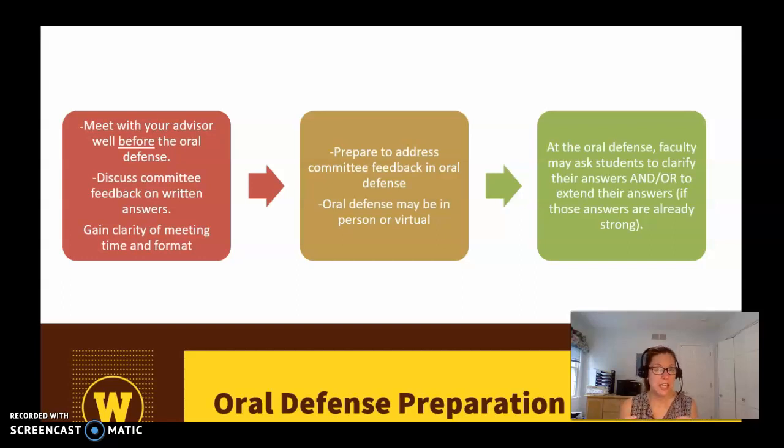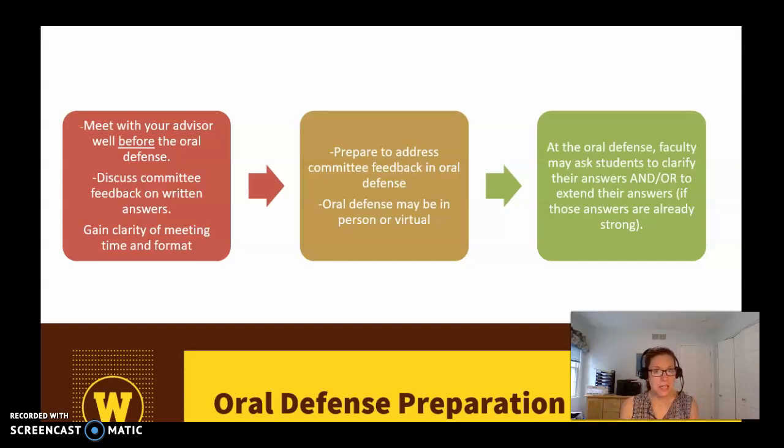You are able to take notes about the feedback that your advisor is communicating, not only from their perspective, but also from the committee members. And this is an opportunity for you to find out if there was anything you missed. Was there an omission? Does something in your answer need clarification? And that's what you will prepare for when you go into the final oral defense.